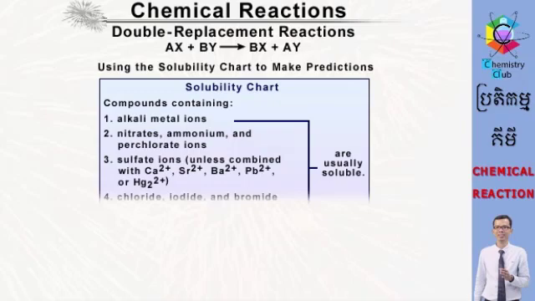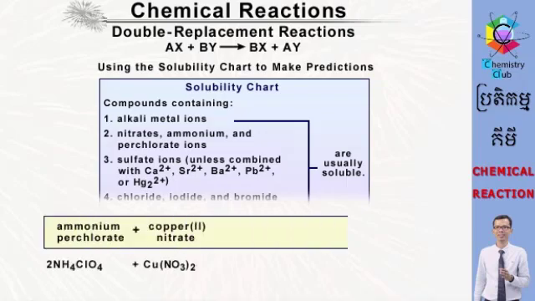The solubility chart can be used to predict whether precipitates will form when solutions are mixed. If ammonium perchlorate and copper 2 nitrate solutions are mixed, what happens? The 4 ions that are in solution are the ammonium ion, the perchlorate ion, the copper 2 ion, and the nitrate ion. Since we already know that the reactants are in solution to start the reaction, we only have to check the solubility of the products.